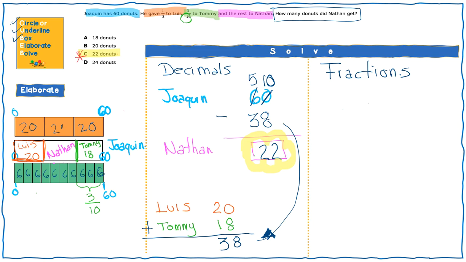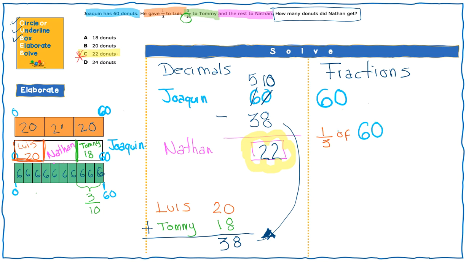Okay, guys, so let's do it. The way that I'm going to do it, I'm going to look at, Joaquin has 60 donuts. So I'm just going to, please follow me with the colors. This is 60. But then he gave 1/3 to Luis. So what I'm going to do is I'm going to look for 1/3 of 60.